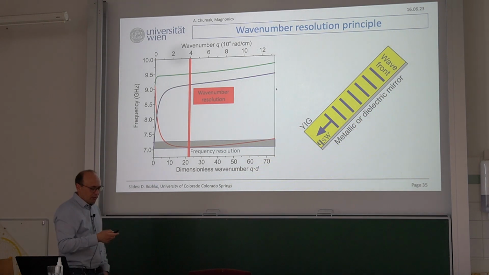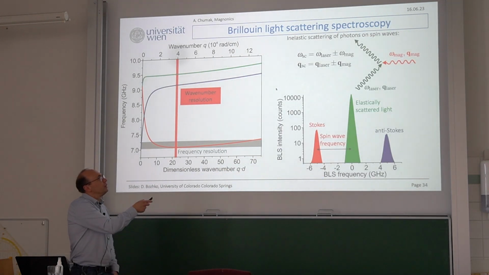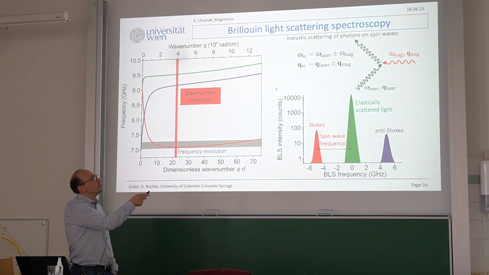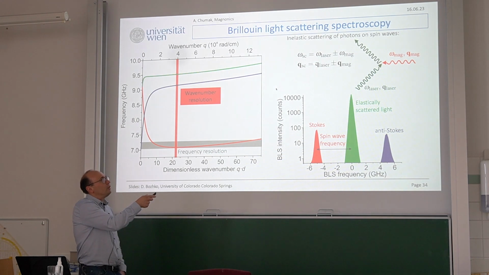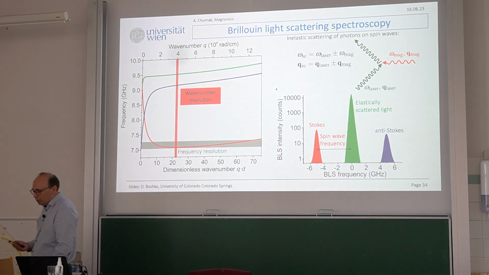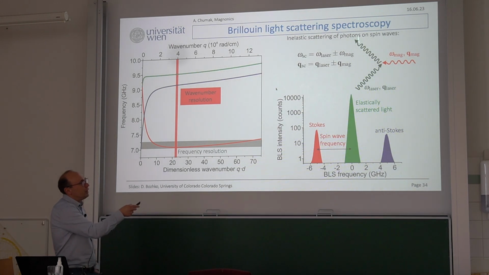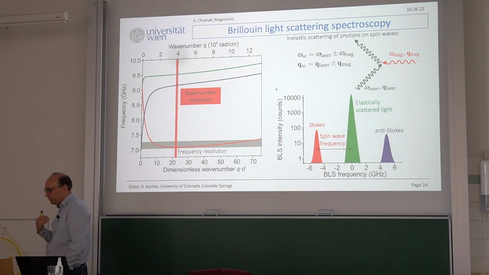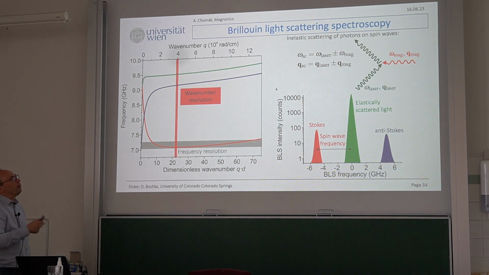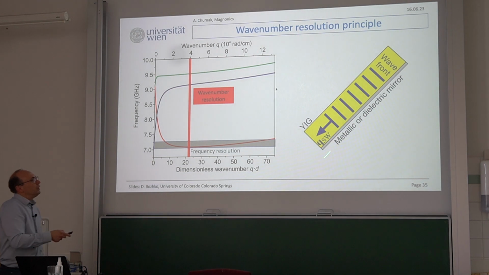How is it realized? Physically, the idea is very simple. Here it's written with Q, these are wave numbers, and they are written in bold, which means these are vectors. So what you need to do is simply analyze the direction in which your scattered photon is flying. And this direction gives you, at the end of the day, information about the K of the magnon. So simply by analyzing the direction of this photon, you know what the K of the magnon was. And that's what is shown here.